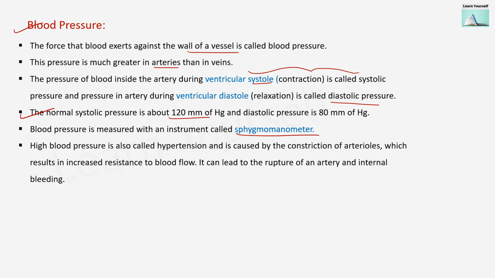High blood pressure is also called hypertension and is caused by contraction of arterioles which results in increase in resistance to blood flow. So when this pressure will face some of the resistance from the arteries, then the hypertension will increase and it can lead to a rupture of artery and internal bleeding.